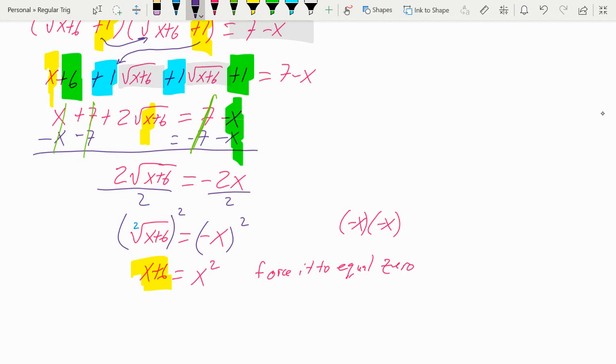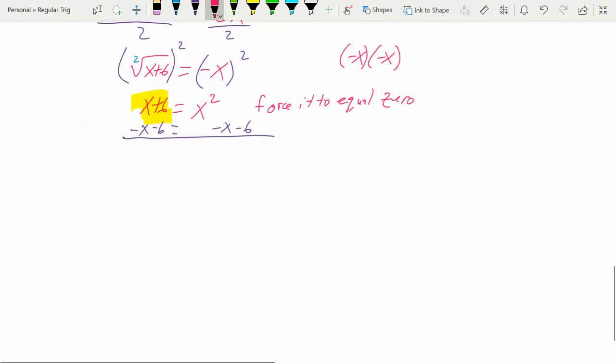Okay, so I'm gonna subtract x from both sides, and I'm gonna subtract 6 from both sides. You notice on the right side there's no like terms, so I just created two new columns. So all of this mess cancels. There's our 0. Then we have x squared minus x minus 6.